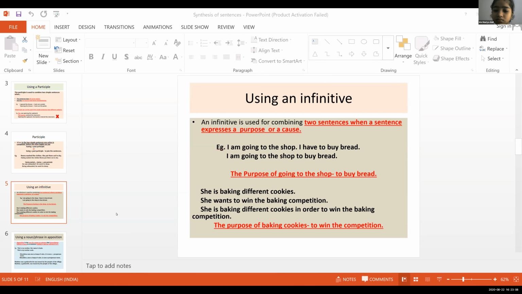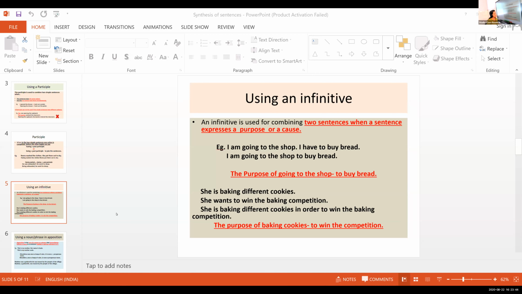And look at my next sentence. She is baking different cookies. But she has a plan. Why is she baking different cookies? Why is she not making the same one? Because she wants to win the baking competition. There is a purpose behind her work. She is planning to win the award in the baking competition. That is why she is training herself by making different cookies. So how to combine these two sentences using a to-infinitive form?